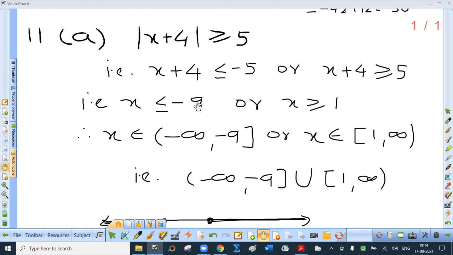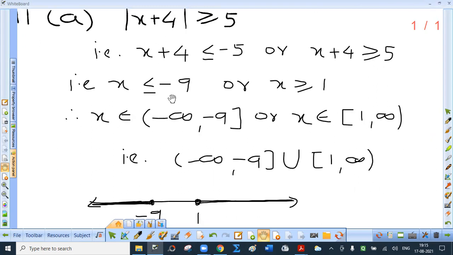See, before you write the final answer, you have to verify. Consider any number less than minus 9. Say minus 10. Put x equal to minus 10. Minus 10 plus 4 is minus 6. Is mod of minus 6 greater than 5? Yes. Mod of minus 6 is 6, greater than 5. Or x greater than or equal to 1.